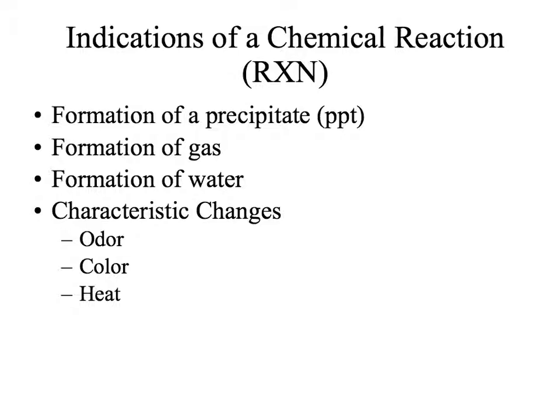Second is formation of a gas, and the way you can tell a gas is formed is by seeing bubbles. The third one is formation of water. You can't really tell that, but just keep that in mind. And then there are some characteristic changes that mean a reaction's happened, such as a change in odor, or a change in color, or a change in heat. All of these things indicate that an actual reaction happened.